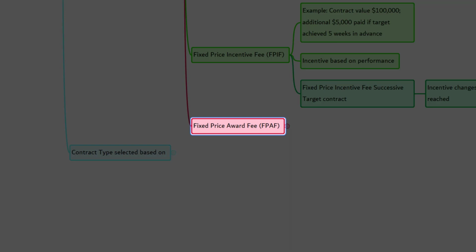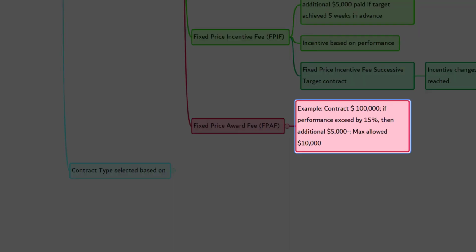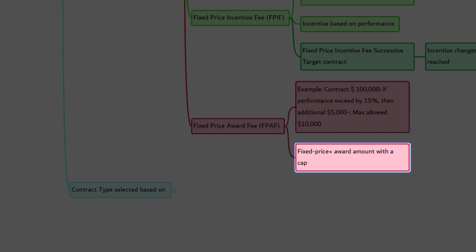Let's look at the example first to understand it easily. The total contract value is $100,000. The seller will get additional $5,000 if the performance exceeds by every 15%, but maximum allowed award is $10,000. In FPAF contract, the buyer pays a fixed price plus an award fee, a bonus, based on the performance. This is similar to the fixed price incentive fee contract, except the total possible award amount is determined in advance based on performance. This is to ensure that the buyer doesn't overpay to the seller.